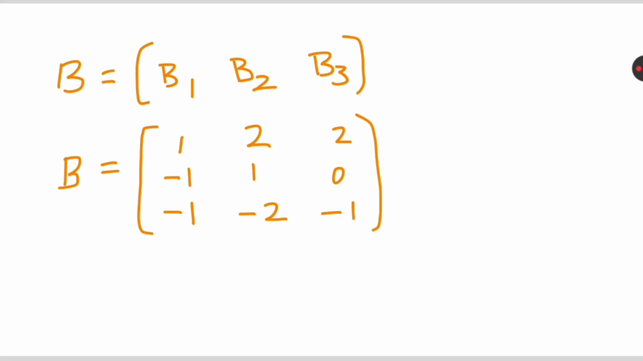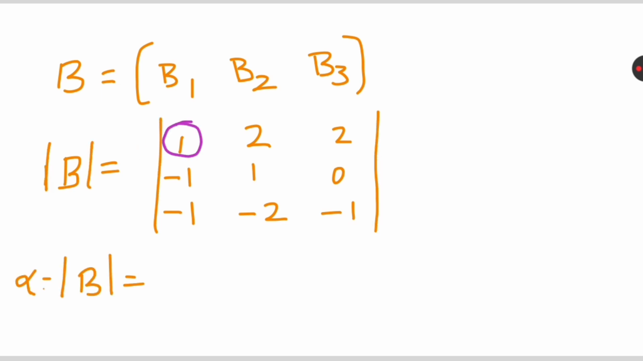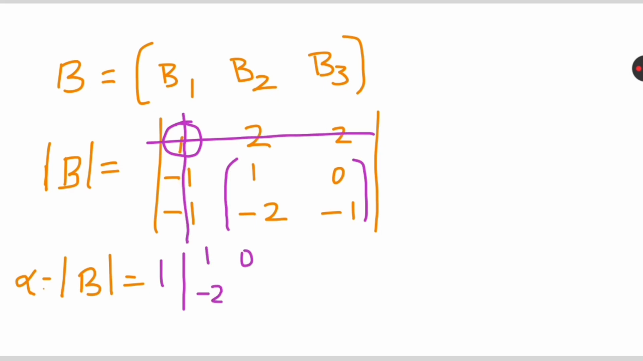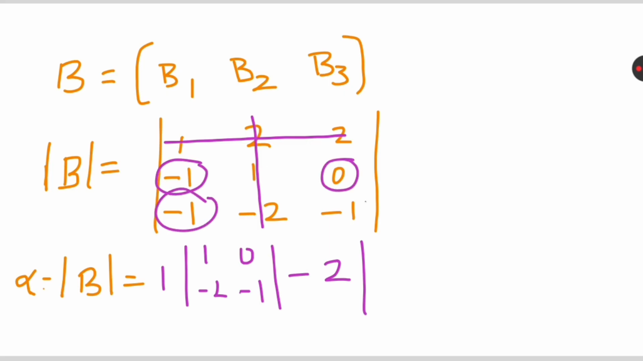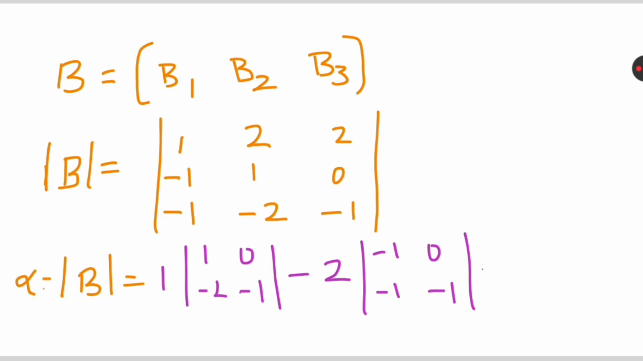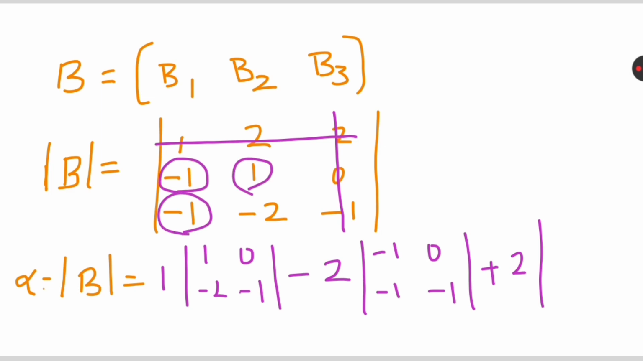And now what they have given is alpha equal to determinant of B. So if you want to find alpha, we need to find the determinant of this. So let's do it with the first element which is 1. This is the first row and this is the first column. If you cancel, then what remains is 1, 0, minus 2, minus 1. Then minus 1 times, you have to close the first row, second column. So then you will get 2, 0, 2, minus 1. And the last, plus 2 times, now you have to close the first row, third column. So you are left with 2, 1, 2, minus 2.